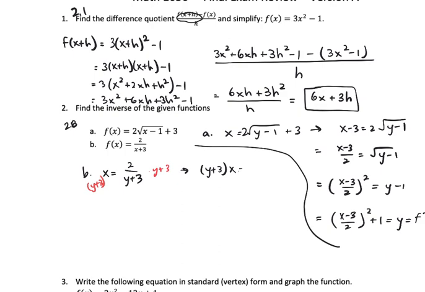y plus 3 multiplied by x equals 2. Now we want to get y by itself, so I'm going to divide by x. And then finally, we want to subtract the 3 over to here. And this is equal to the inverse.